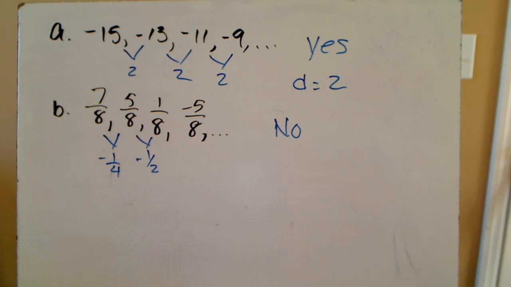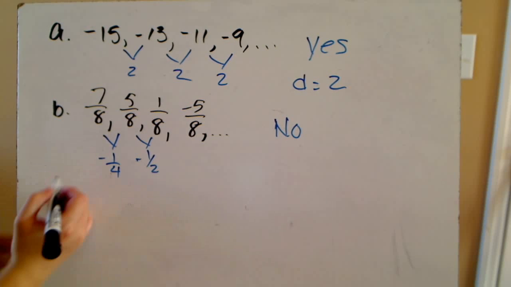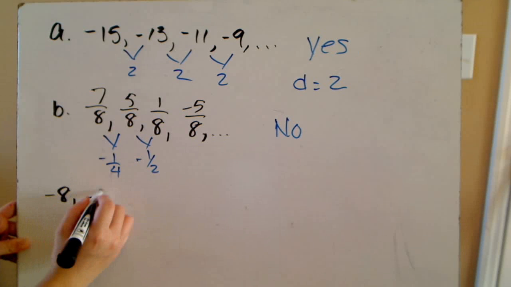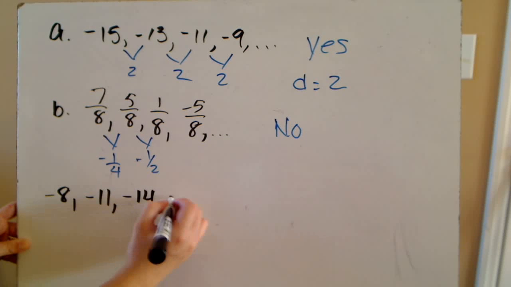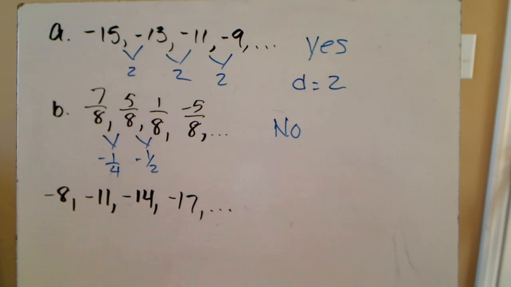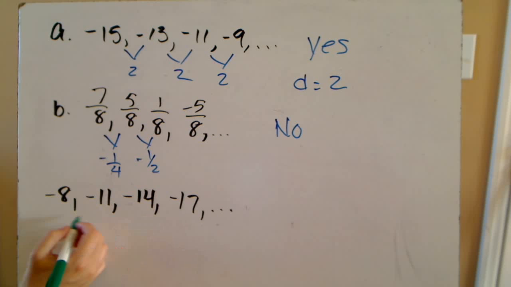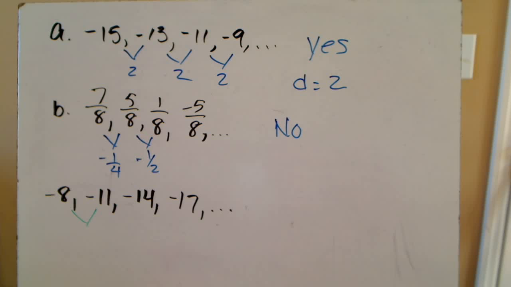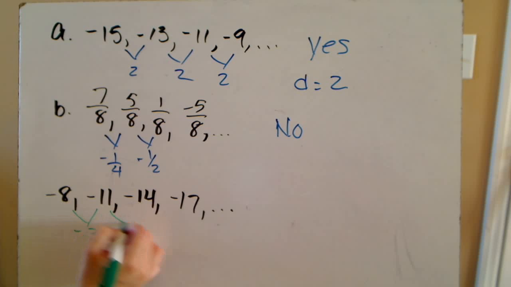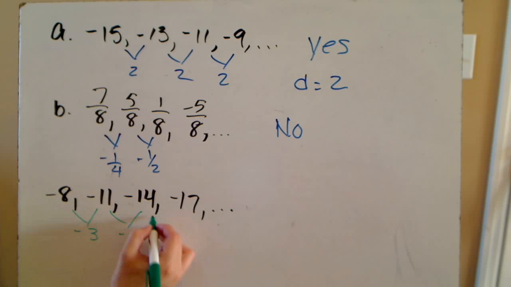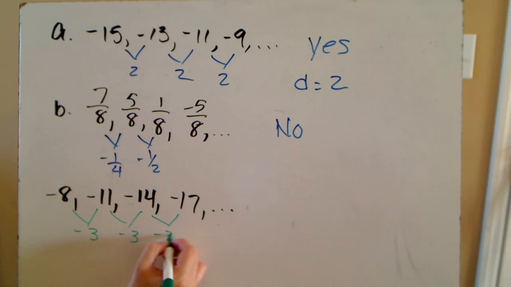The next example says to write down the next 3 terms in the sequence. So the sequence is negative 8, negative 11, negative 14, negative 17, and so on. So you have to come up with the next 3. And again, you should be familiar with how to do these. So we're going to find the difference between all 4 of these. Between negative 8 and negative 11, it looks like we are subtracting 3. Between negative 11 and negative 14, I'm subtracting 3 again. Negative 14 and then negative 17, I'm subtracting 3.